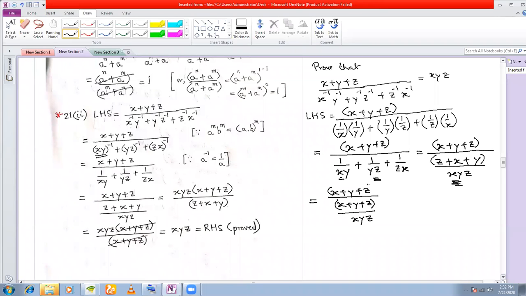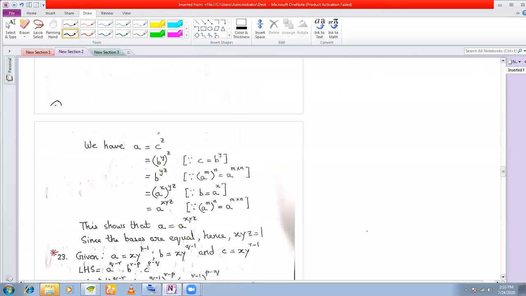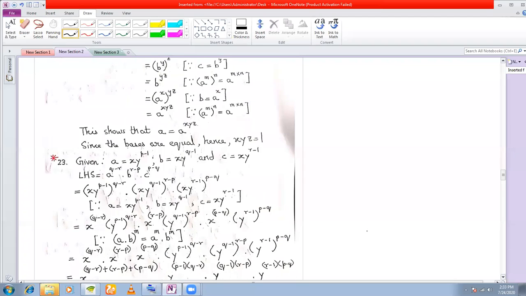Now what happens? This and this cancels. If you can't understand this step, what you can do is you can write x plus y plus z into xyz divided by x plus y plus z. You can also do this step and then cancel, no problem. You cancel here also, and you are left with xyz, and therefore this is equal to right hand side. Okay, one more and I'll call it a day, and then we'll continue next week.